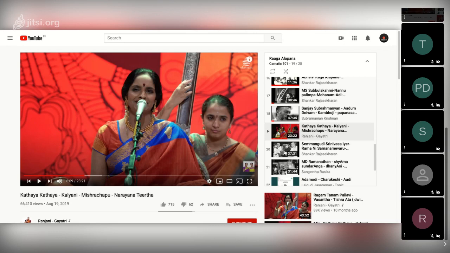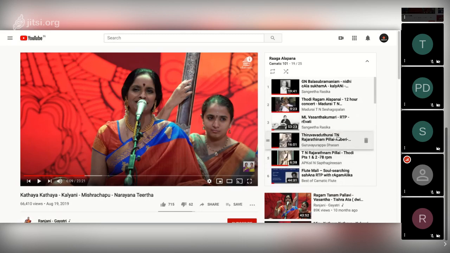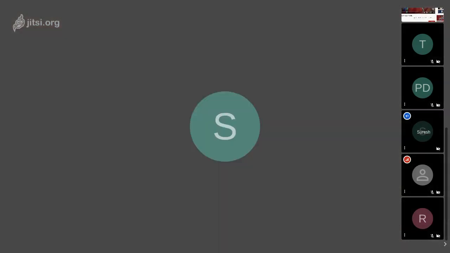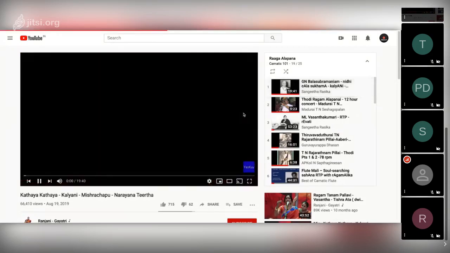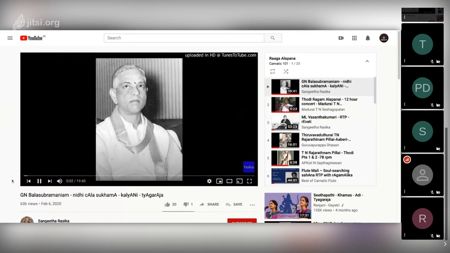Since we spoke about these brigade fast passages, one of the key people who pioneered this way back in the 40s, 50s, I guess, was G.N. Balasubramaniam. So he sings these super, super fast sort of phrasings. Sir, I'll play that. Yes, please. Yeah, this is again another Kalyani. But that's okay, we love Kalyani, I guess. Yeah, he's already singing faster phrases.